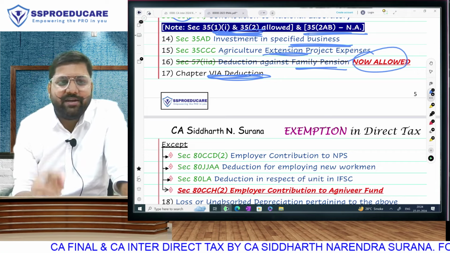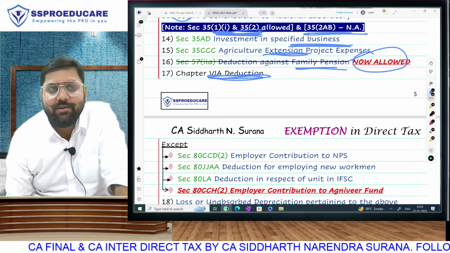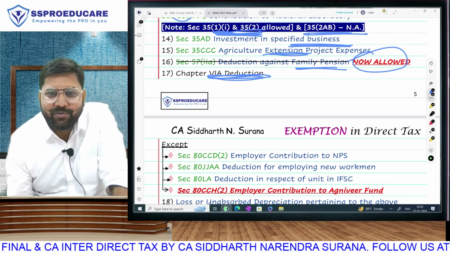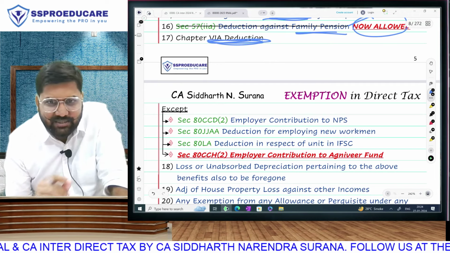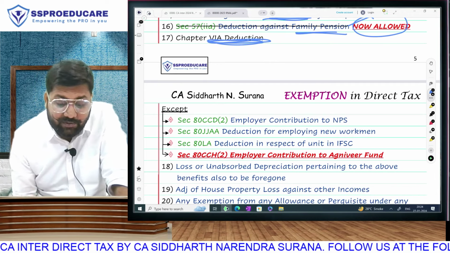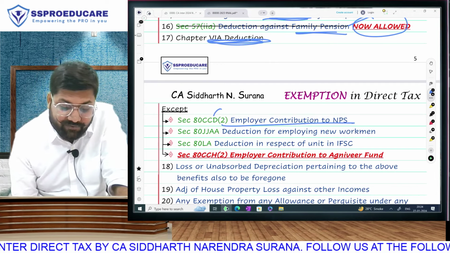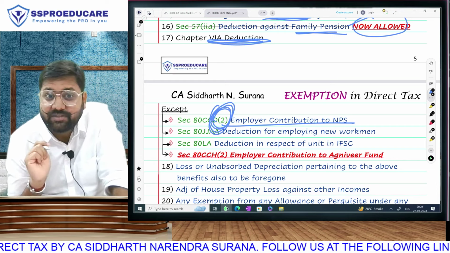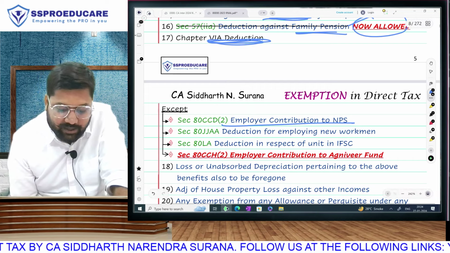So understand why the new regime cannot be compulsory, despite the fact that our government, and I also want it to be compulsory, bloody hell, 30% of the portion will get again. So Chapter 6 deduction will not be allowed, but the following will be allowed. Employer contribution to RPF, NPS, sorry, pay attention, only subsection 2. Meaning own contribution, subsection 1, 1B will not be allowed. 80JJAA.